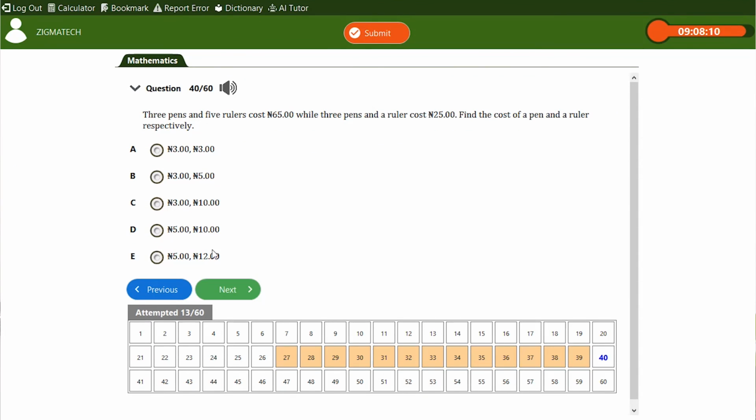So if we look at what we have there, wherever you have 5 naira and 10 naira, that is your answer. They say find the cost of a pen and a ruler respectively. The cost of a pen is 5 naira, while the cost of a ruler is 10 naira. So option D is the correct option there.